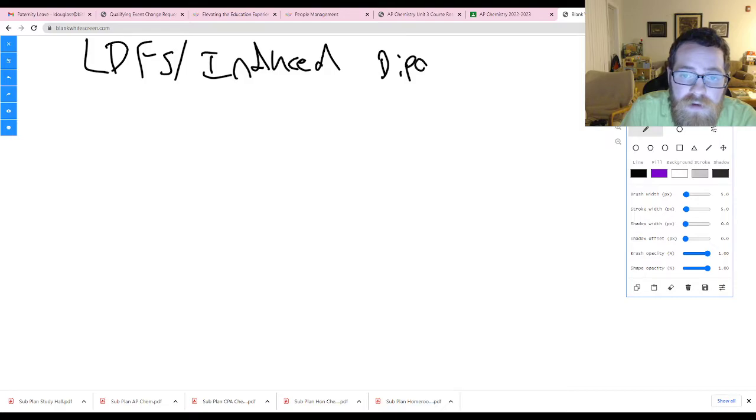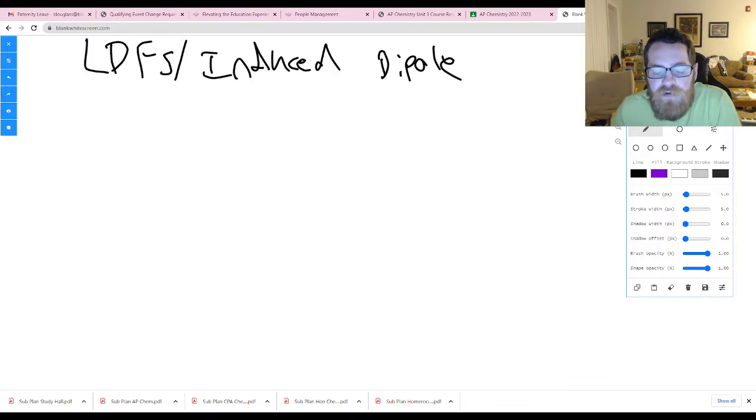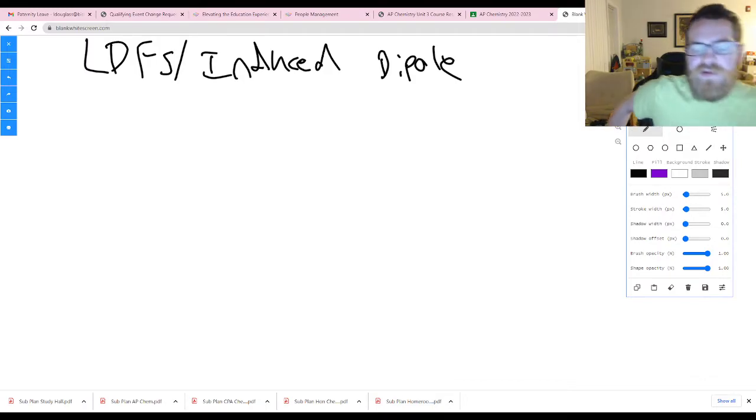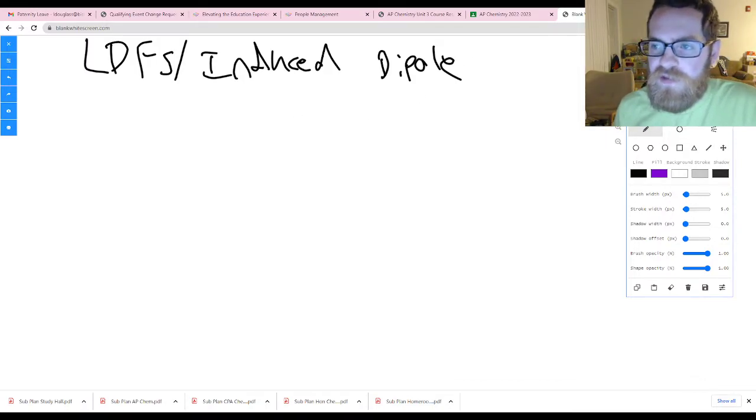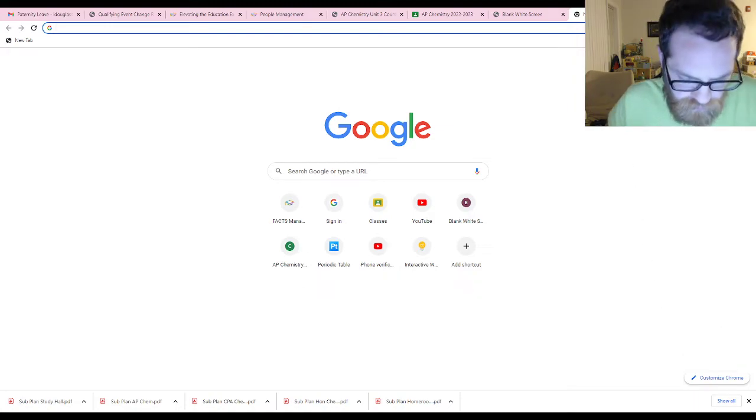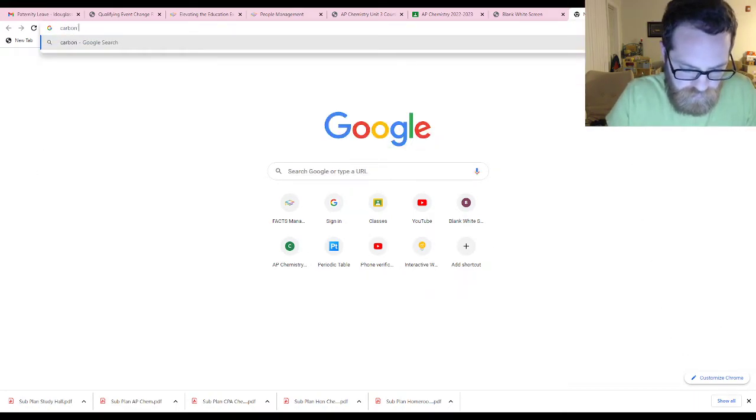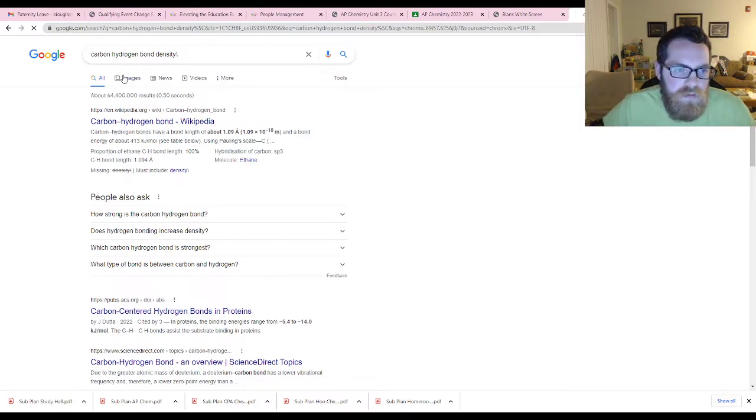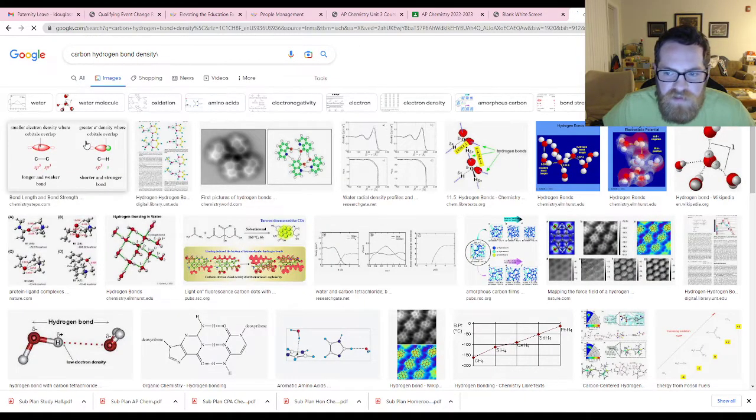Induced dipole. So, whenever you have a bond that is nonpolar, the electrons are going to be shared evenly. However, even that is a matter of statistics. I can actually show you if you look up the electron density of these bonds. Let's do electron density.